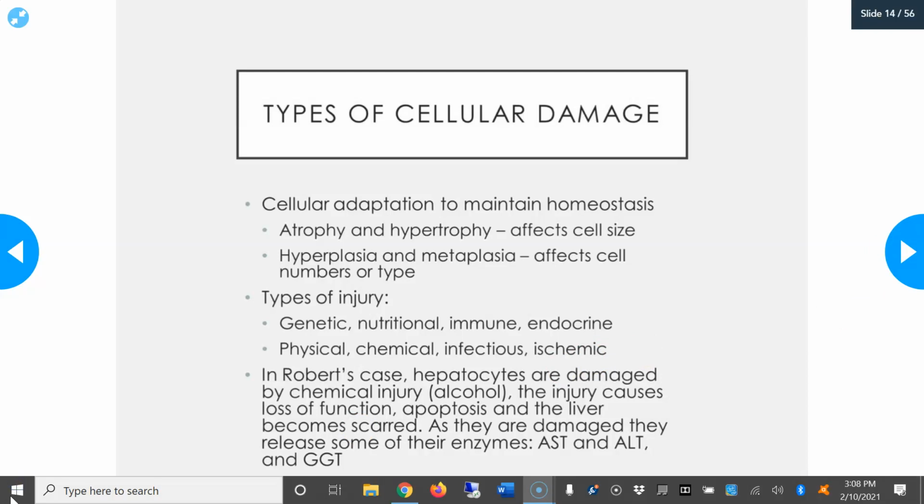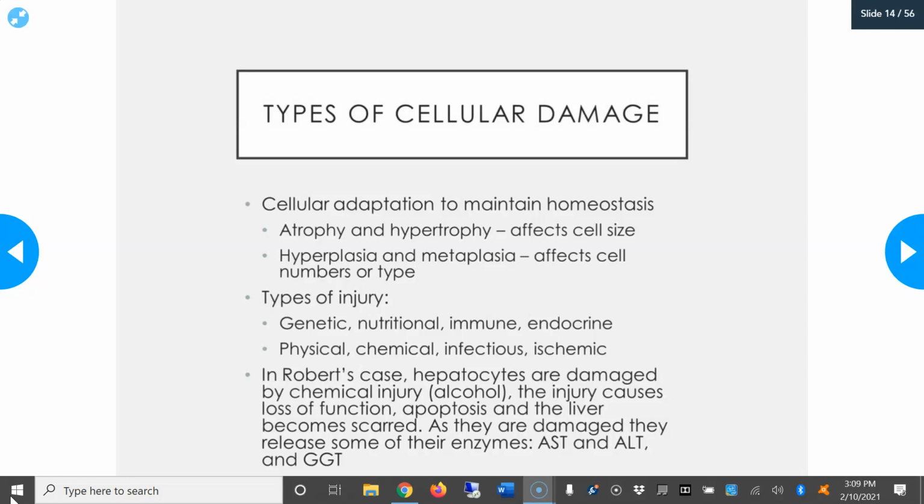An example of metaplasia would be, as we discussed in the chapter before, where smoking can cause the pseudostratified columnar epithelium that lines your trachea and your bronchi to be replaced by stratified squamous epithelium, which functions differently. The types of injury that can cause cellular adaptations can be genetic, nutritional, immune, endocrine, physical, chemical, infectious, and ischemic. Genetic meaning genetic changes, could be changes in the code, or it could be epigenetic changes.